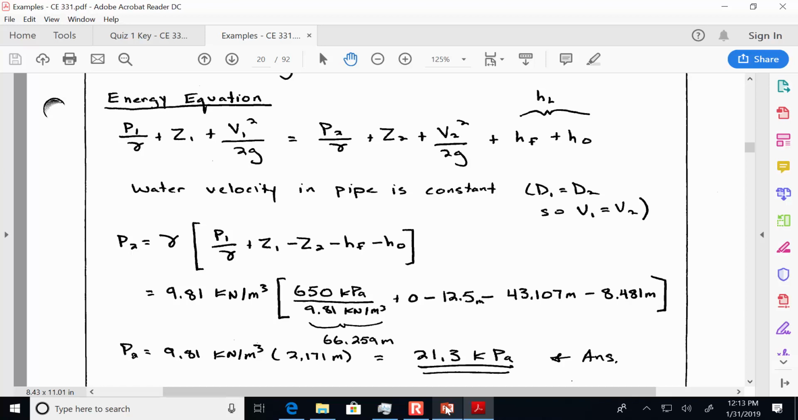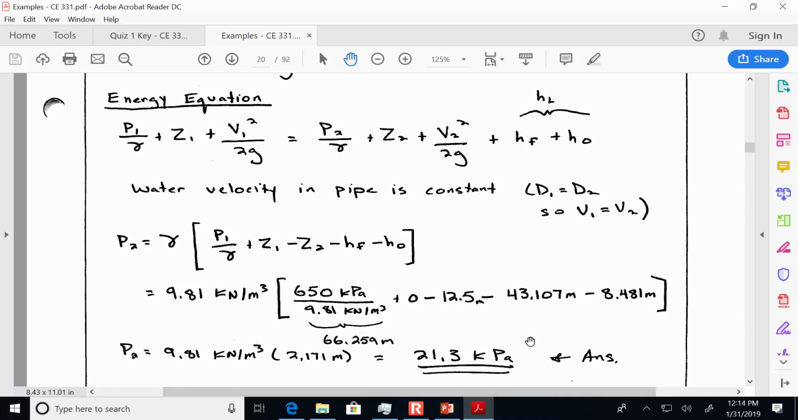you've got 66.25 meters of head. That's kind of like how much energy there is to work with. That's the starting point. And all these other factors are taking energy away. And so you can get a relative sense that the difference in elevation is taking out 12.5 meters of head of the 66.26 that we had to begin with. And then the friction losses is taking out 43, the local loss is taking out 8.5, and so on.